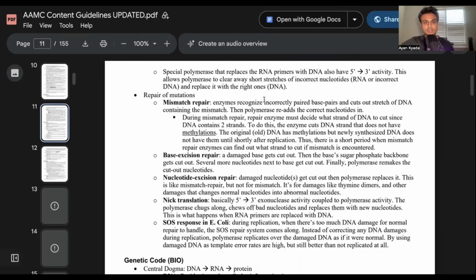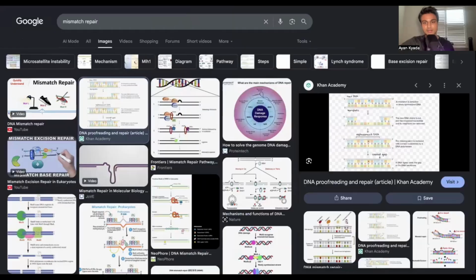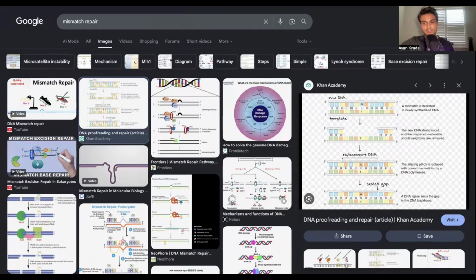The first kind is called mismatch repair. After DNA replication is complete, the DNA strand is going to be scanned, and if a mismatch is detected, then they're going to cut out the whole part of the DNA strand adjacent to the incorrect base pair. And they're going to replace that entire patch that was cut out with the correct nucleotide sequence by DNA polymerase. And then DNA ligase is going to come in and seal that gap.